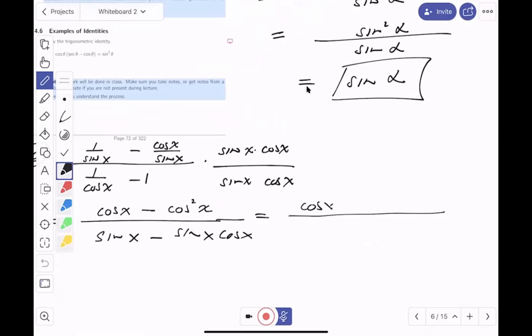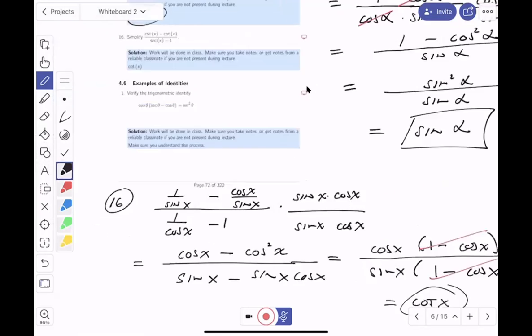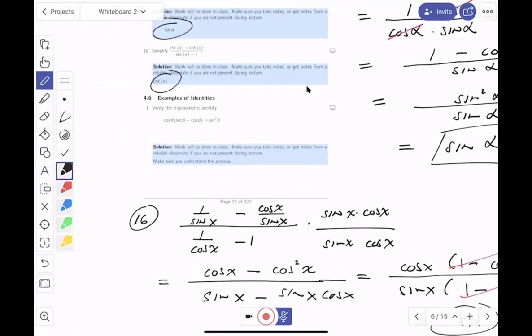Cosine x, 1 minus cosine x. What do you get in bottom? Sine x, 1 minus cosine x. Well, lo and behold, common factor cancels off, and we're left with cosine over sine, and cosine over sine is the cotangent. Again, I can't say enough times, look at the key, make sure you're staring at that.